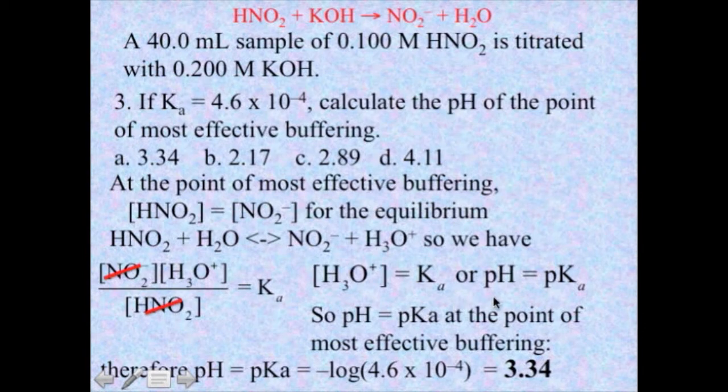And therefore, the pH will equal the pKa at this point of most effective buffering. So, with pH equaling pKa, if we simply find the pKa of 4.6 times 10 to the minus 4, that will be equal to 3.34. That's the pKa, but it's also the pH at the point of most effective buffering.